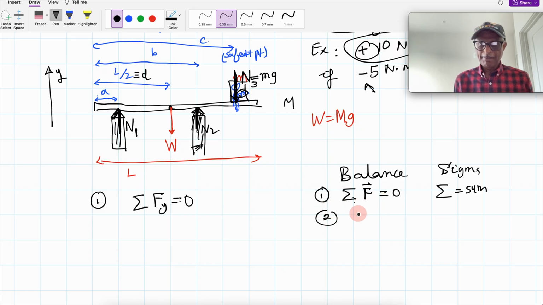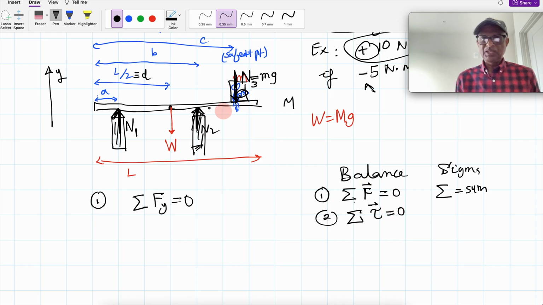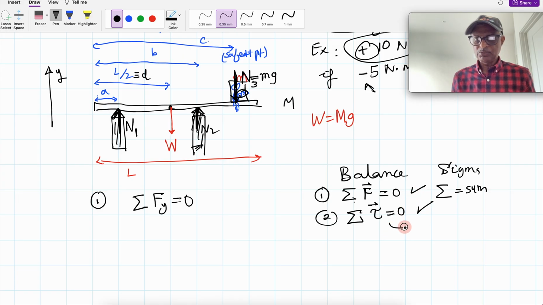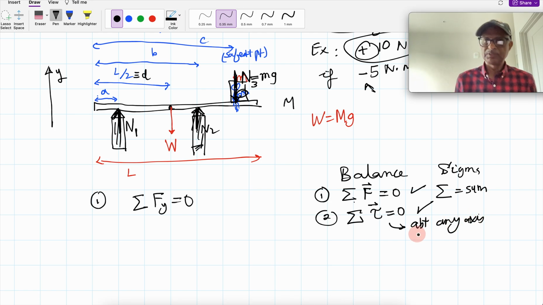Second thing is the sum of all the torques, which have to be added vectorially, is 0. So here we are only going to deal with torque about this axis and that axis. So this will be axis by axis. So if both are 0, and this will be about any axis we choose. Okay.